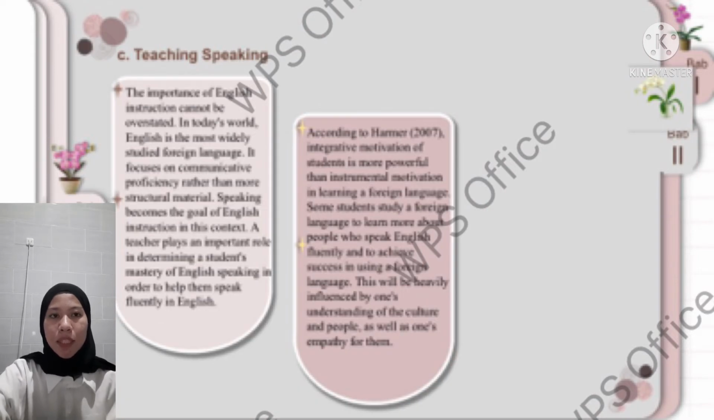C. Teaching speaking. The importance of English instruction cannot be overstated. In today's world, English is the most widely studied foreign language. It focuses on communicative proficiency rather than more structural material. Speaking becomes the goal of English instruction in this context. Teachers play an important role in determining a student's mastery of English speaking, in order to help them speak fluently in English.